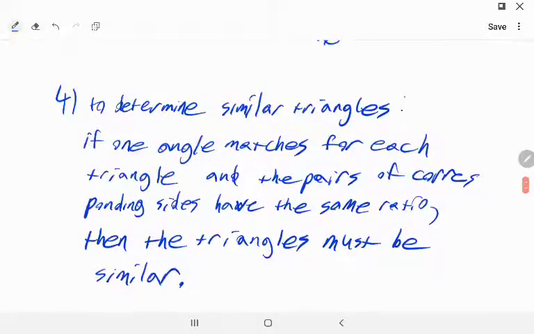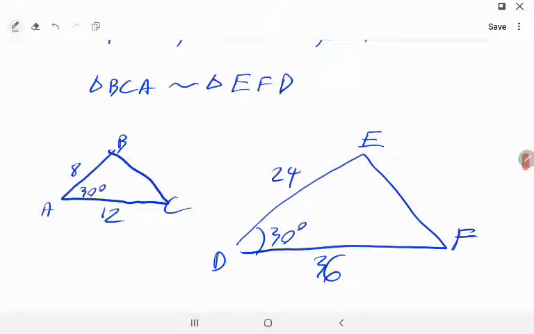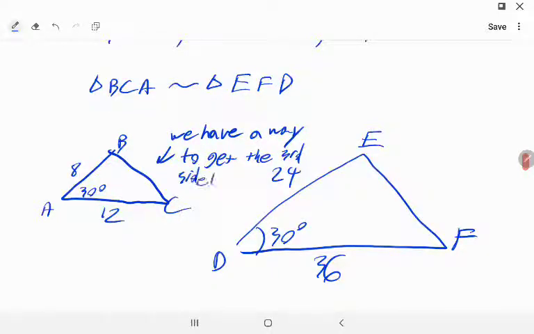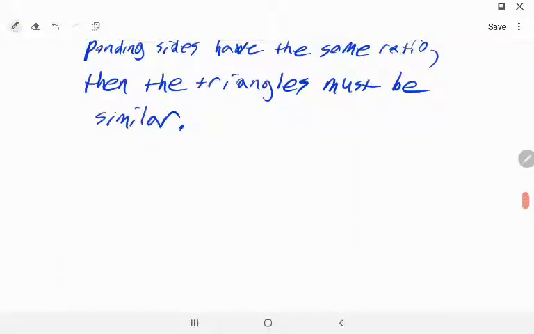There's something we might learn later on. It's not something you need to know, but it's something interesting if we have time, called the law of cosines. Once we know those two sides, 8, 12, and the angle 30, we actually have a way to get the third side. It's complicated and a little bit messy though. That'll happen another week. And again, it's not something you need to know. Just interesting.